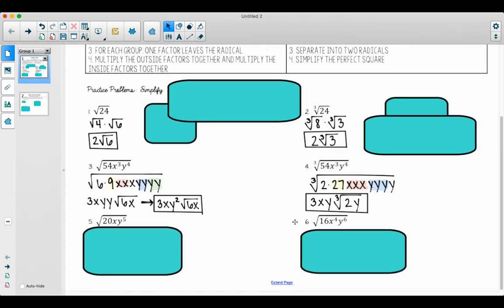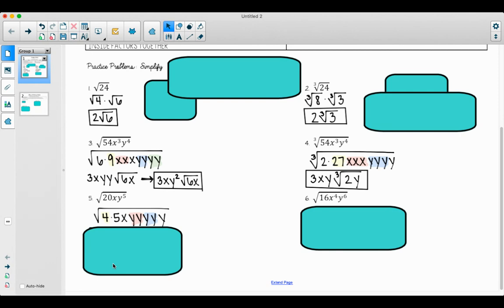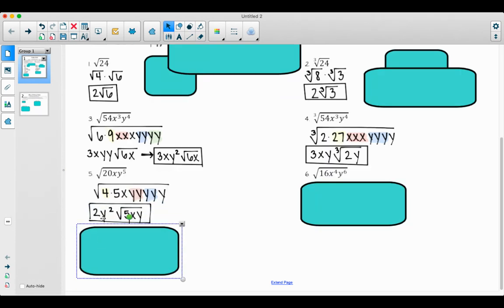And 2 more we'll look at. On practice problem number 5, we have the square root of 20xy to the fifth. So I wanted to break down 20. I thought of 4 and 5, and then I expanded the x's and expanded the y's. So the square root of 4 is going to be 2. And then all my groupings, I'm going to take one of them out. So the highlighting in red and the highlighting in blue, leaving me with 2y squared, the square root of 5xy.